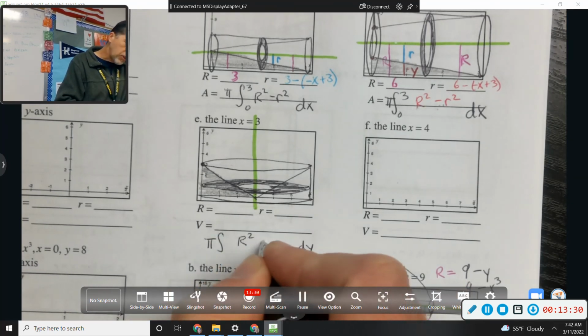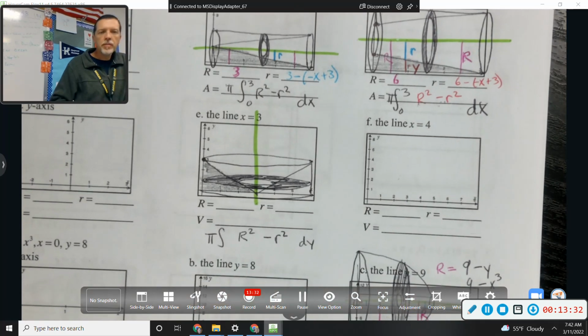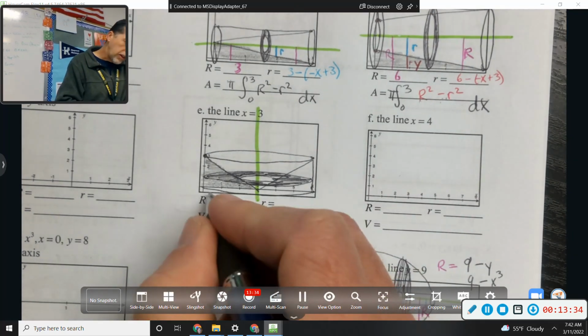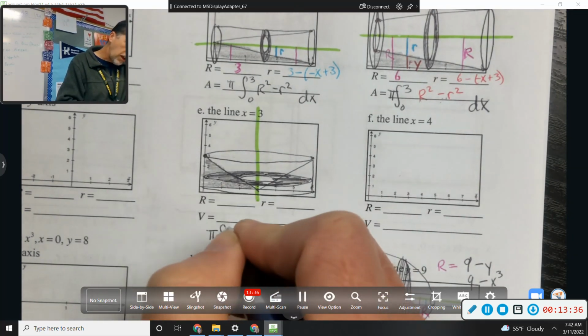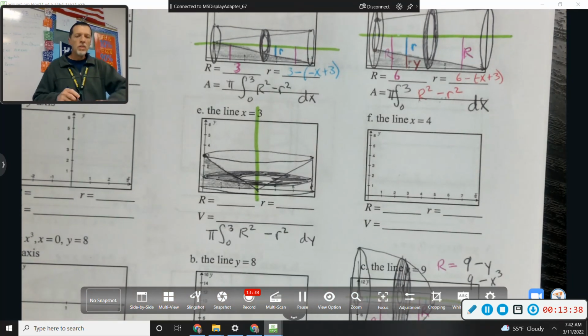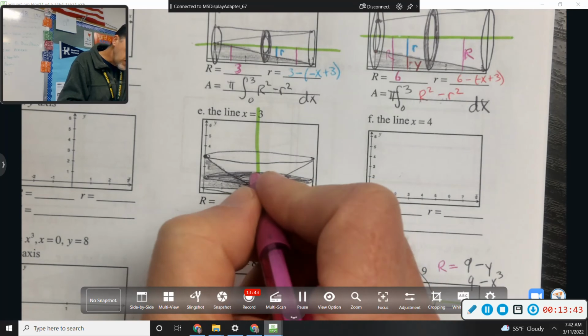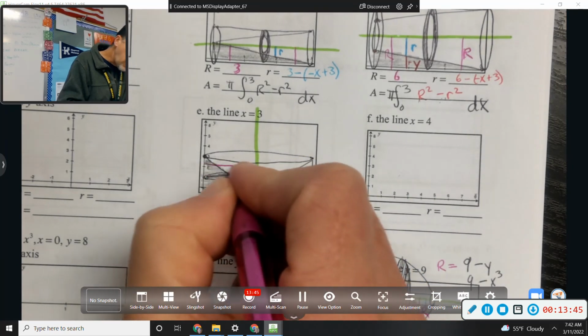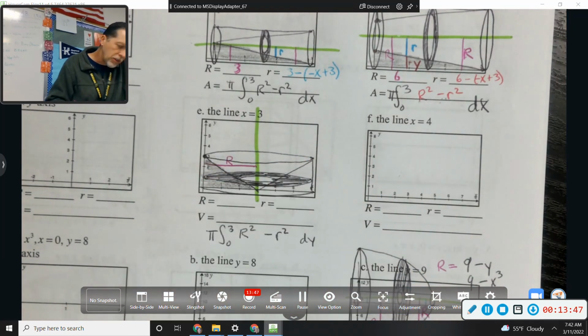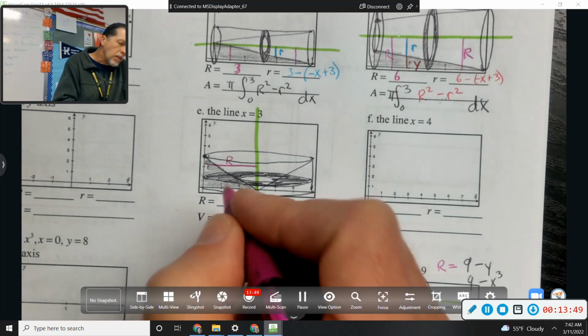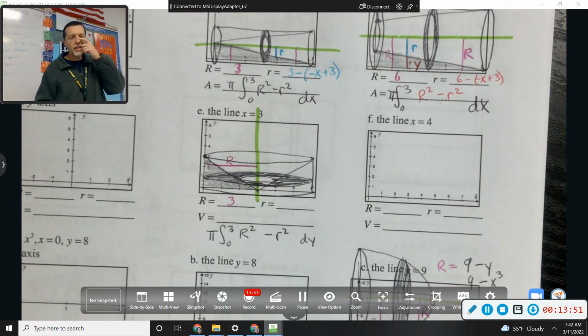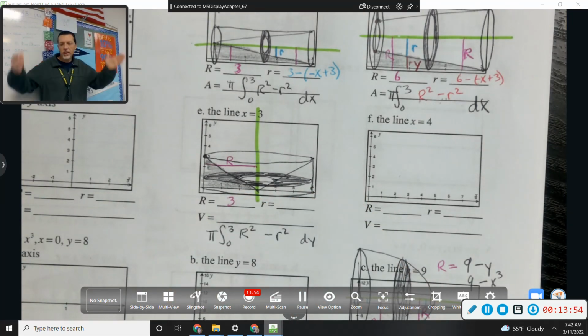They're washers, so R squared minus r squared, and they're stacked from 0 to 3. All right, how about big R? What's big R equal to? That's a constant 3. Big R is not changing. The outside of this thing is a cylinder.